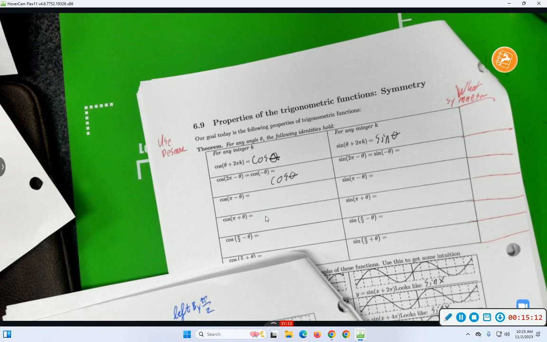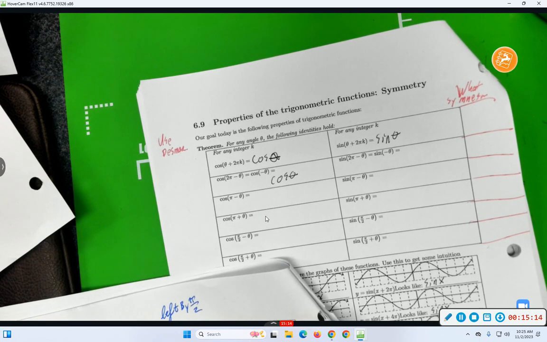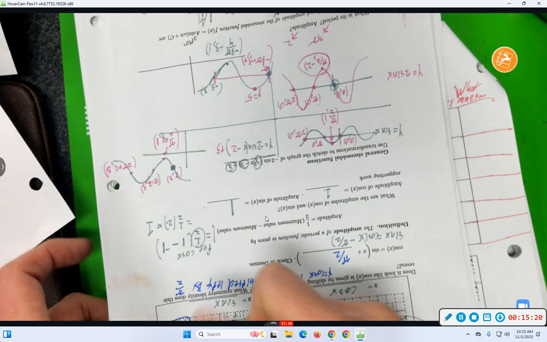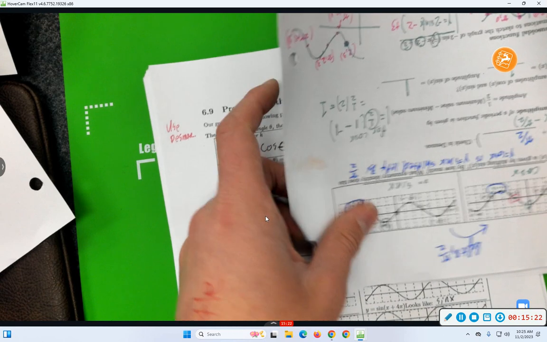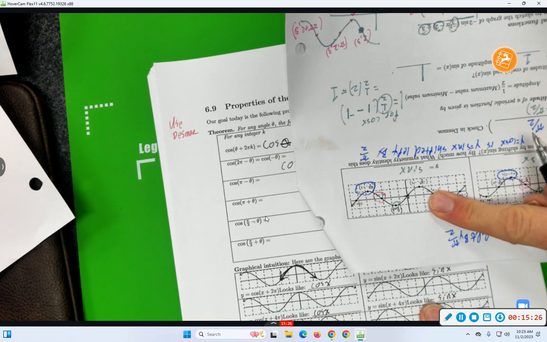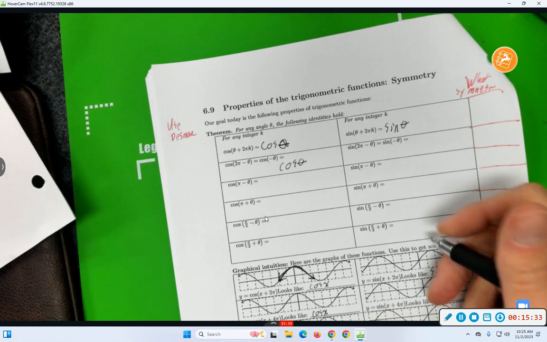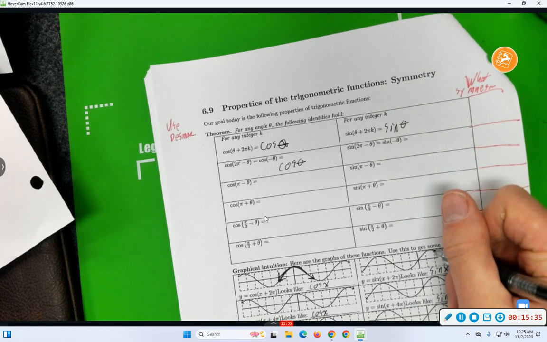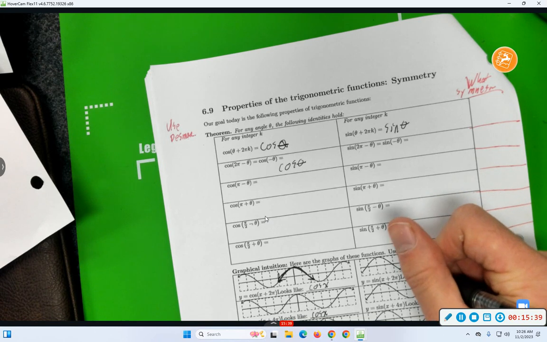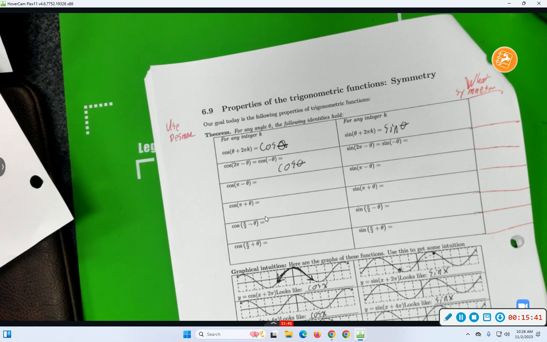So here's what I'll do. There's the graph of sine of x. I'm going to take the graph of sine of x, pin down the origin and rotate it 180 degrees. Does this graph still look exactly like the graph of sine of x? Yeah, so it's odd. Alternately, if you take a point on the graph of sine and reflect it over the origin, you still get a point on the graph of sine, so it's odd.